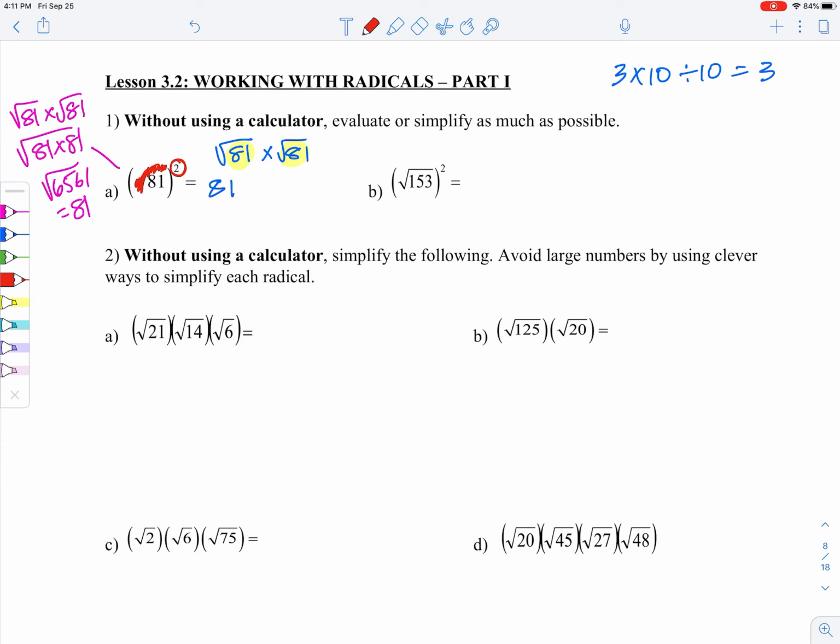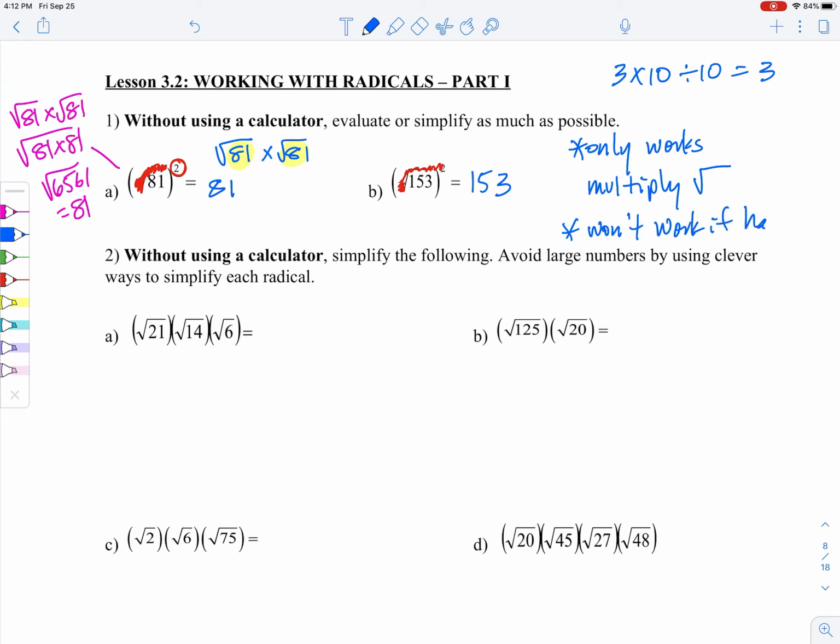So for the second one, the square root of 153 squared, we can just use our trick now, knowing that the square and the square root undo each other, and we get 153. Now this trick only works when we're multiplying. It won't work if you have plus or minus inside your square root.